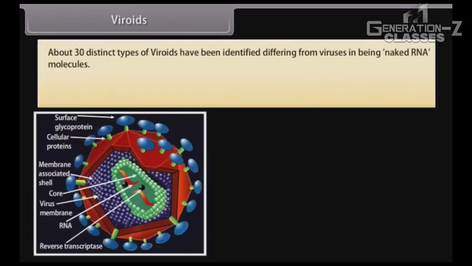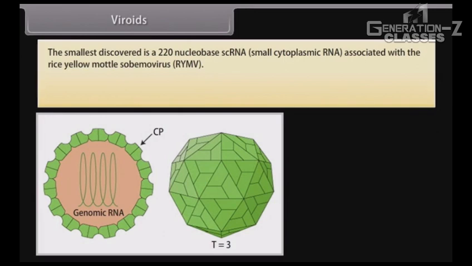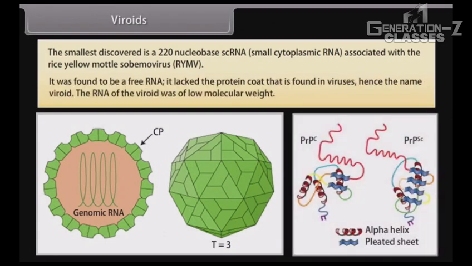Viroids. About 30 distinct types of viroids have been identified, differing from viruses in being naked RNA molecules. Viroids are plant pathogens that consist of a short stretch, a few hundred nucleobases, of highly complementary, circular, single-stranded RNA without the protein coat that is typical for viruses. The smallest discovered is a 220 nucleobase scRNA, that is, small cytoplasmic RNA, associated with the rice yellow mottle sobemovirus, that is, RYMV. It was found to be a free RNA. It lacked the protein coat that is found in viruses, hence the name viroid.